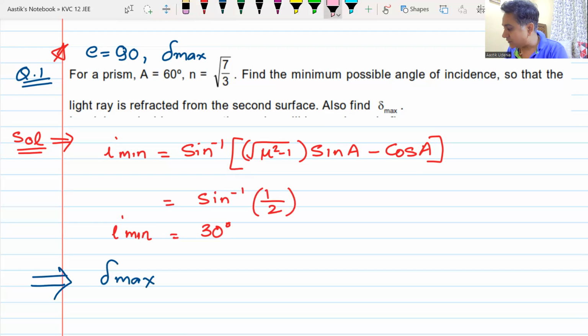When your I minimum becomes 30 degrees, your deviation becomes max. Please note it down. They might ask you, when does the deviation become maximum?